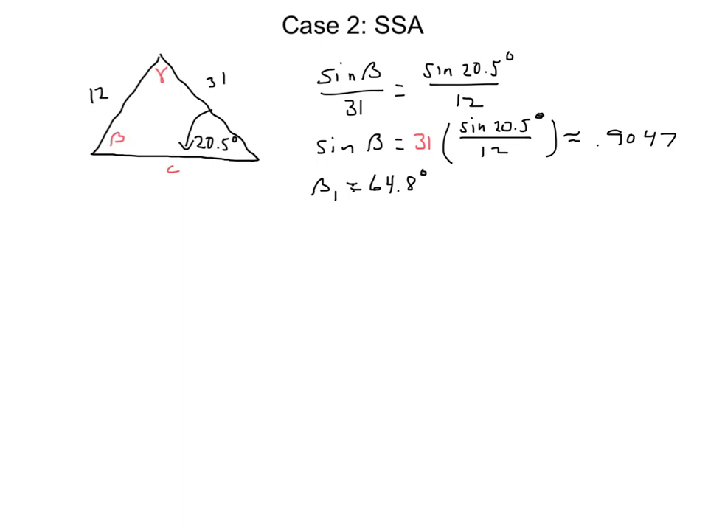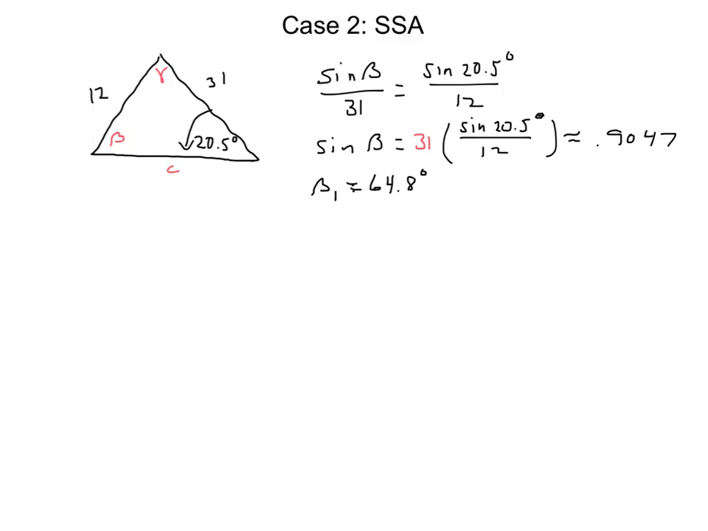To find beta, I'm going to take the inverse sine from my calculator. So I'm going to put second sine of 0.9047. You go and do that right now. And if you want to be in degree mode, what you should come up with is beta equal to 64.8 degrees.